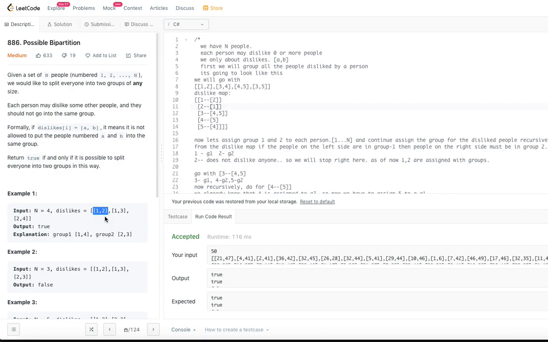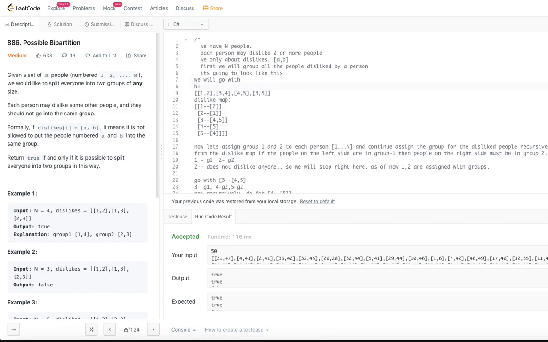So let's go with an example and try to work through the algorithm. Here the input is [1,2], [3,4], [4,5], [3,5]. In this case n will be 5, so n is equal to 5. That means 1 dislikes 2, 3 dislikes 4, 4 dislikes 5, 3 dislikes 5. Even though we are given this, there are opposites we also need to make. So 2 also dislikes 1, even though that is not given here, it is implicit. We need to understand it that way.